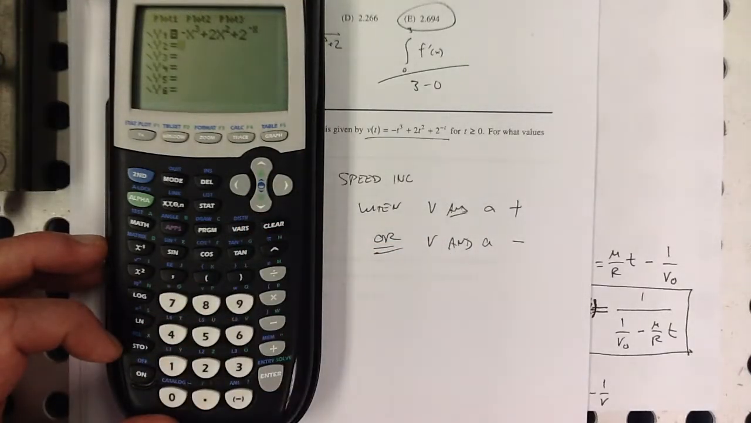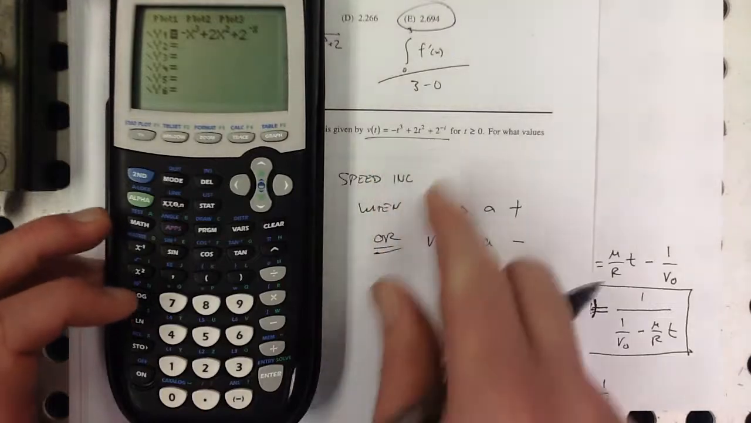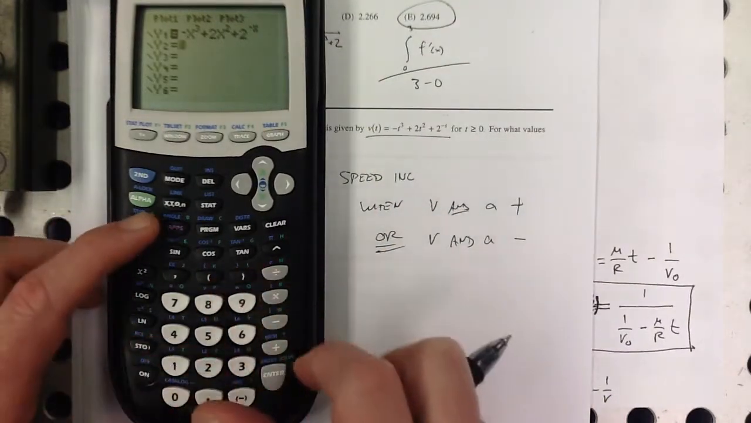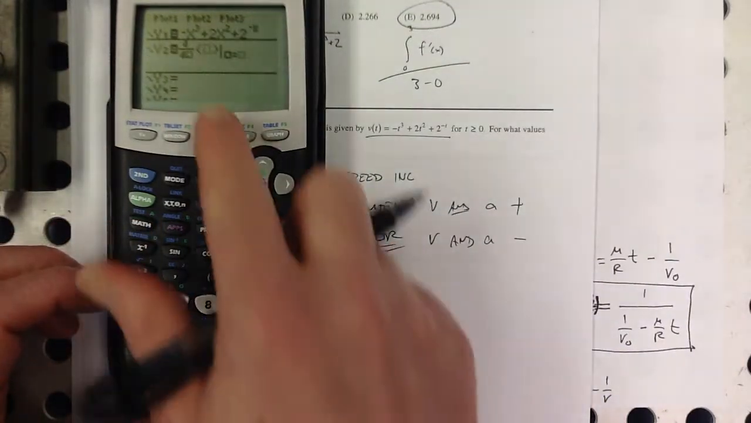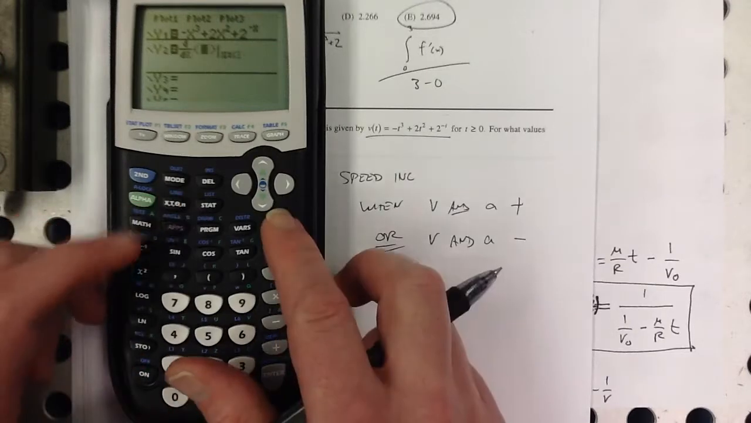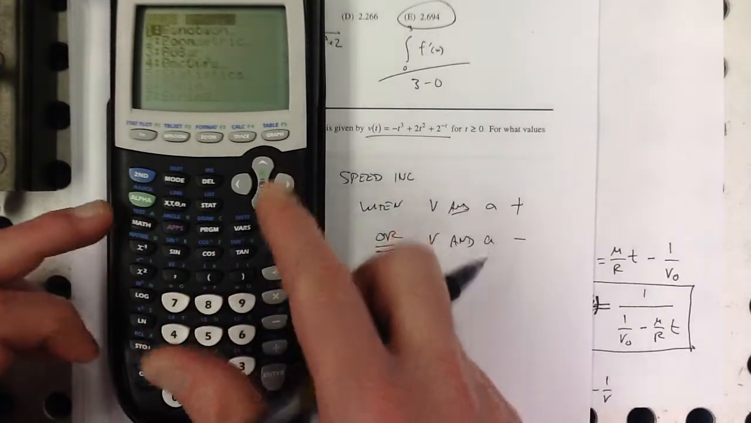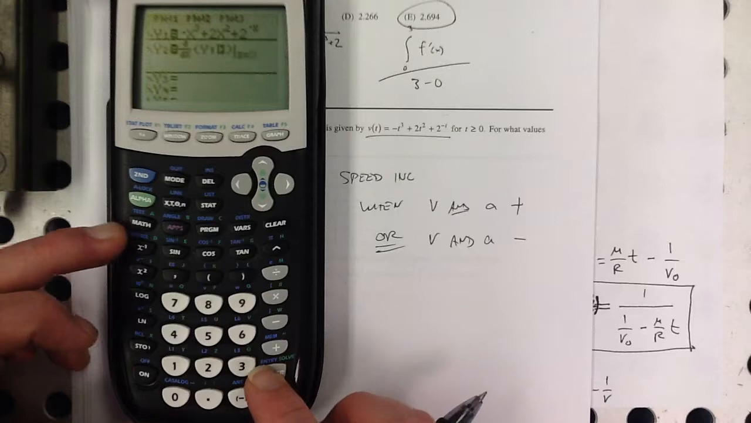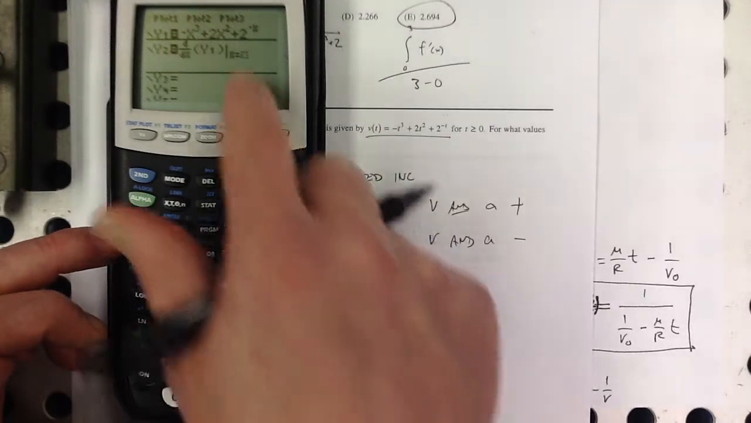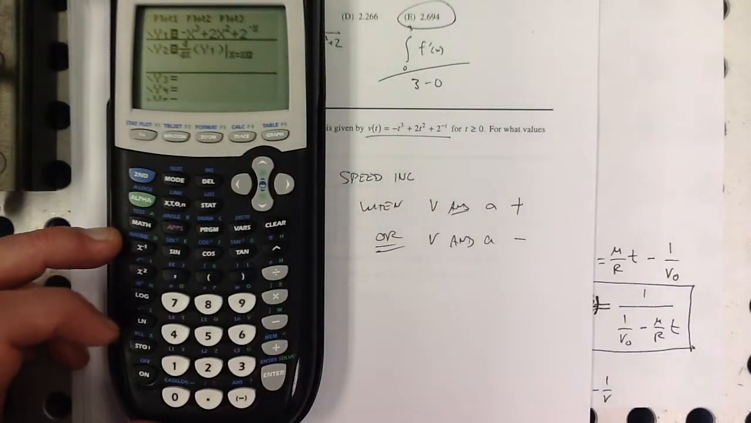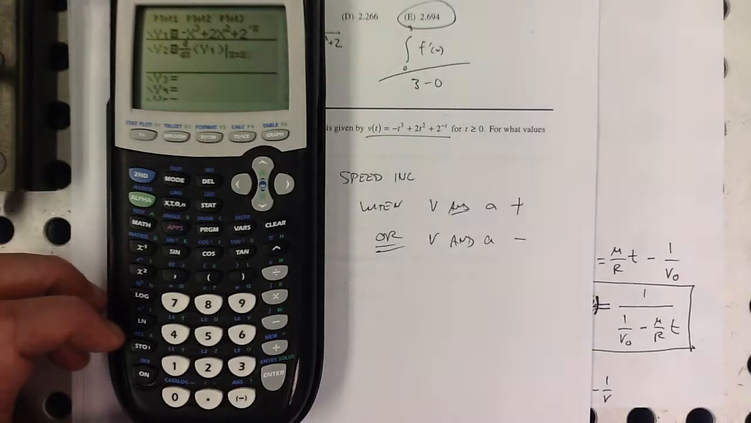All right, and now I need the derivative of that. That would be the acceleration. So I'm going to go to math 8. I want the derivative of y1, and instead of putting a number here, I just want to do it for all x values. Give me the graph of that.